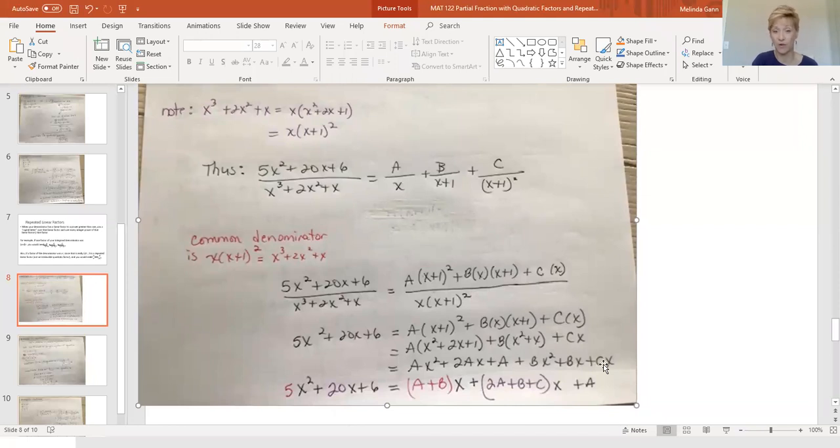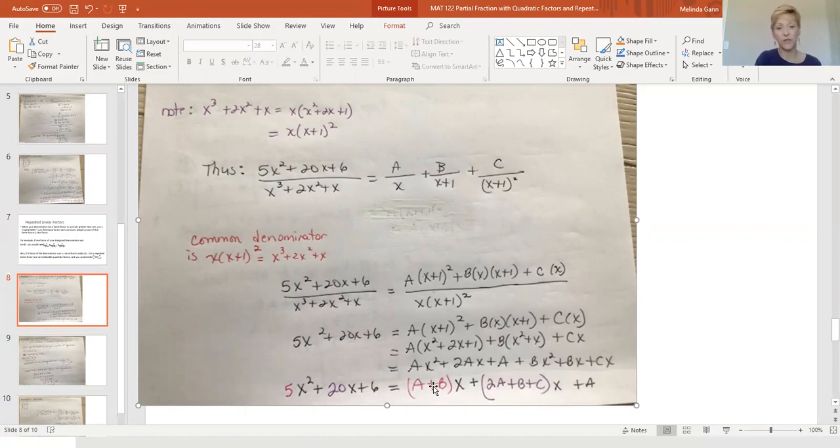We group like terms. I was running out of room, so I did some things. So do we understand that I grouped the Ax squared and the Bx squared together? Then I factored out the x squared, and that left me A plus B. Then I had the 2Ax plus the Bx plus the Cx. So those three terms, when I factored the x out, that left me the 2A plus the B plus the C. And then A was the only one I had without a variable.